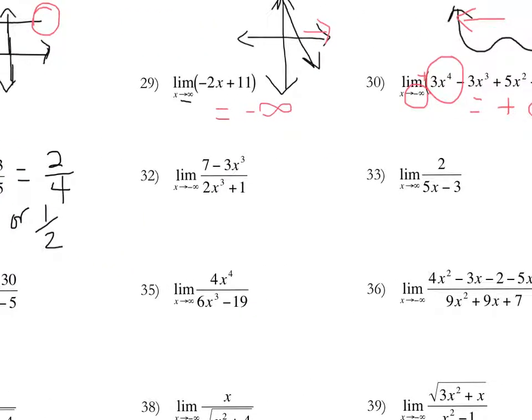32. This time the highest power on the top is not the first term, it's the last term. Highest power on the bottom here. So we would end up with a negative 3/2.